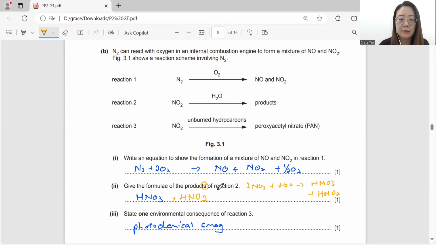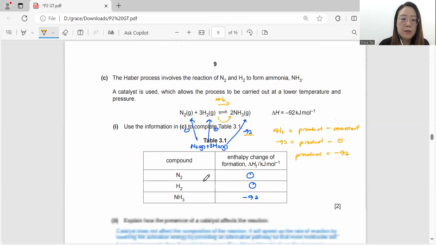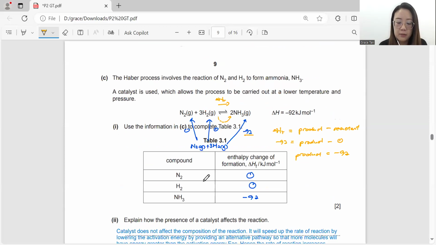Okay, now next. The Haber process involves the reaction of nitrogen and hydrogen to form ammonia. A catalyst is used which allows the process to be carried out at a lower temperature and pressure. Use the information in C to complete table 3.1. Okay, this one, right?